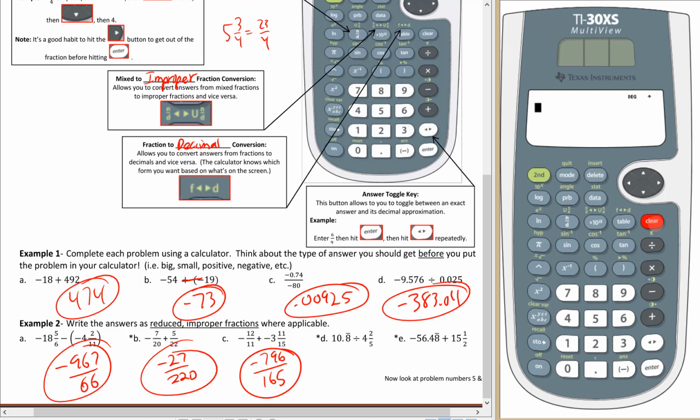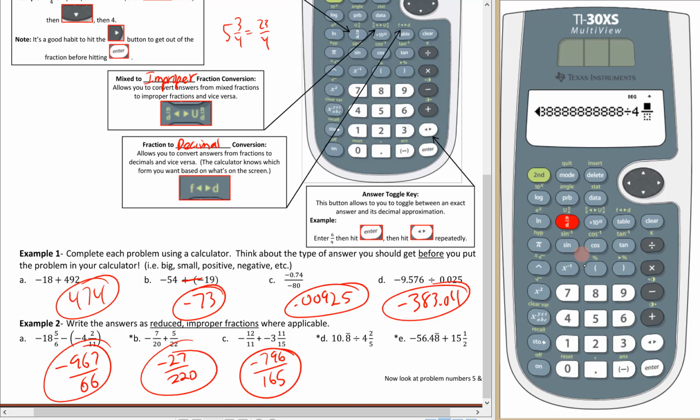So the next one is kind of interesting. We've got 10.8, and notice the bar above the 8, and then we're going to divide by 4 2/5. So here's how you make the calculator know that that goes on forever. You have to fill the entire screen with 8s. Once it's filled with 8s, the calculator gets the idea. It realizes, oh, this is going to be 8 forever. Then we're going to hit divide, and then we're going to do the 4, second fraction input.